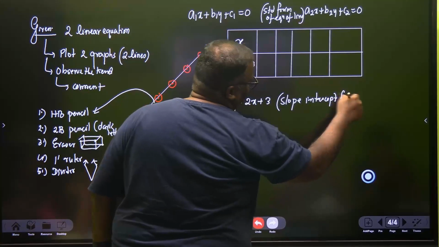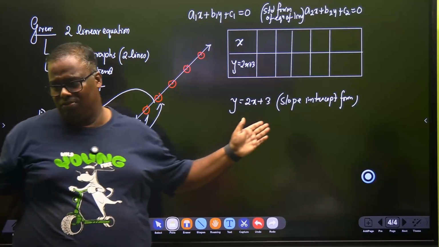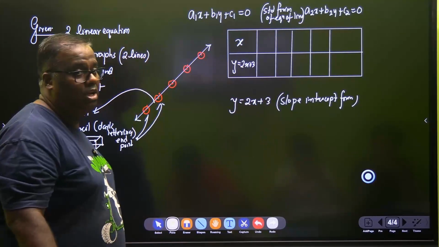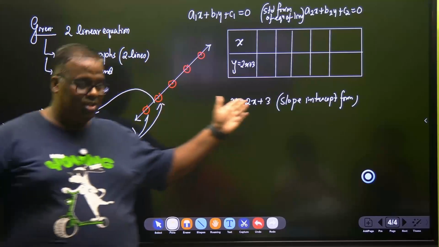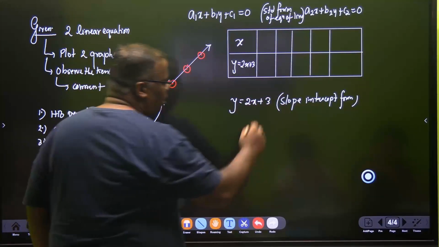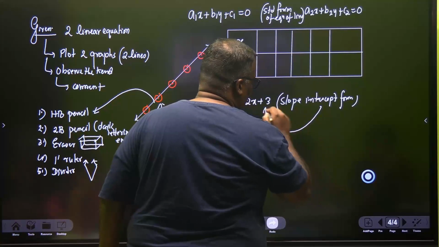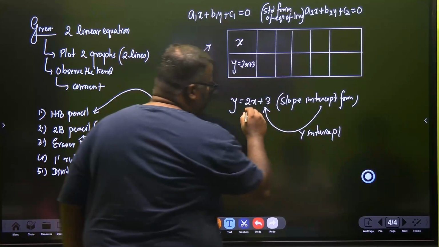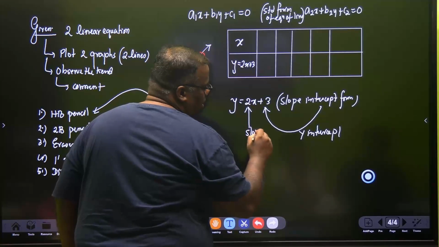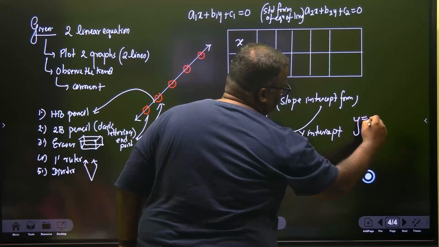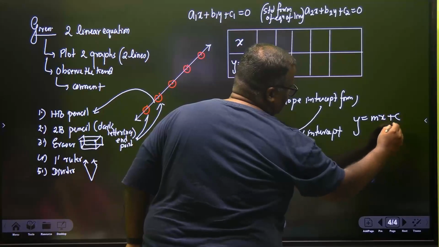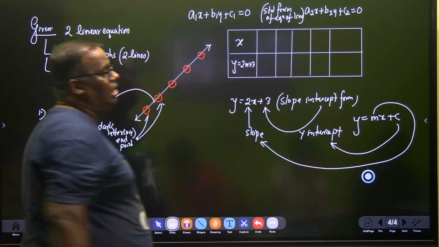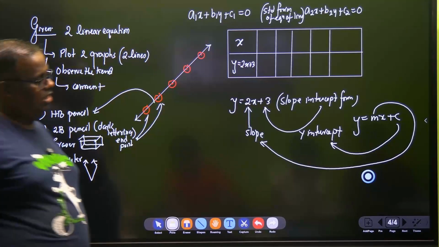Slope intercept form is the most common. In grade 9, everything is with slope intercept form, right? Even arithmetic progression that you do is also in slope intercept form. Where this is known as the intercept, and this will be my y-intercept, and this is known as my slope. The general form of such an equation is y equal to mx plus c, where c is my y-intercept and m is known as my slope. Understood till here? Let's move ahead.